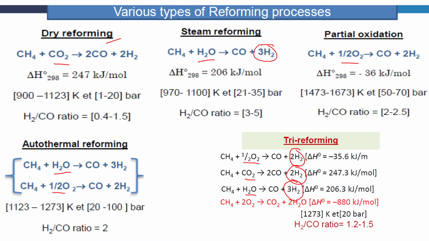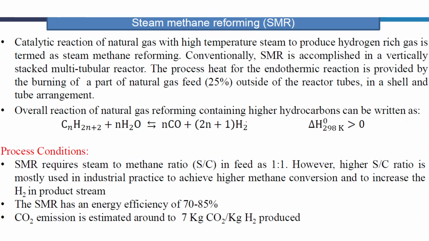The most popular and most used reaction for hydrogen production is steam methane reforming. Here we can see that the hydrogen to carbon monoxide ratio is 3 to 1, which is high compared to all other reactions. Coming to steam methane reforming, we will study it in more detail. In the reaction, methane reacts with steam to give carbon monoxide and hydrogen, which is our requirement here.